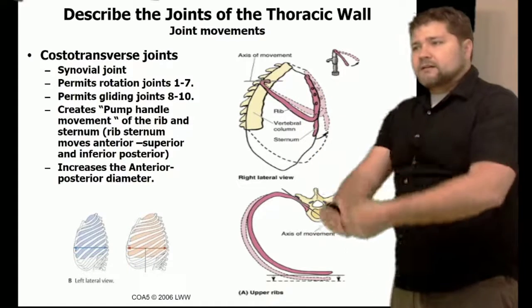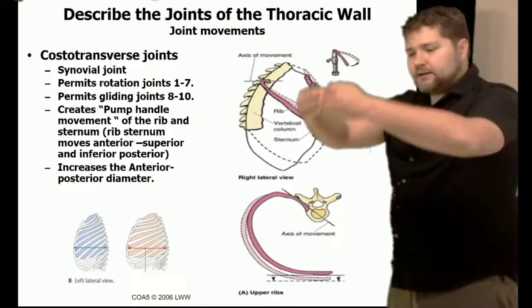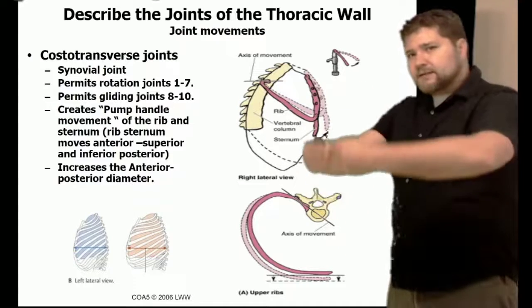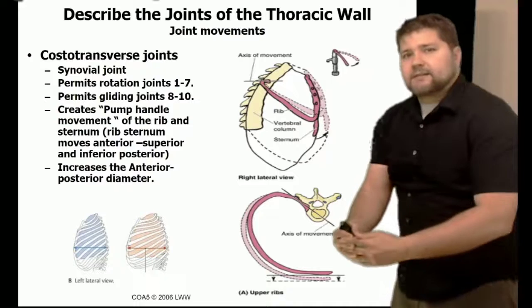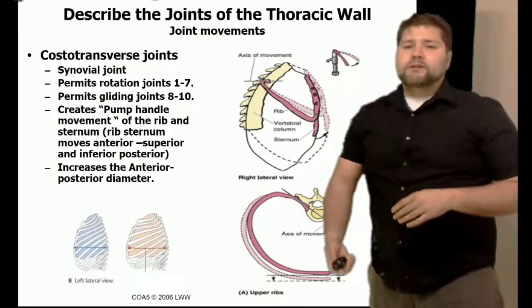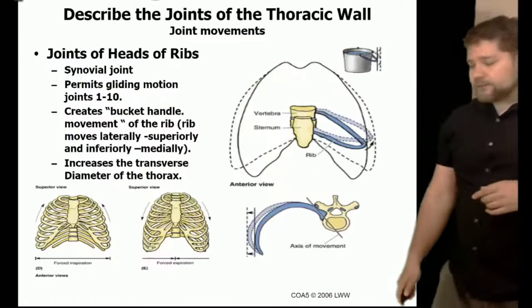And when we talk about the gliding versus rotation, we only need the higher ones to just rotate. That's all they have to do. Whereas those 8, 9, and 10 have to rotate and push up to make sure that sternum's really getting up there. So we really increase our diameter.